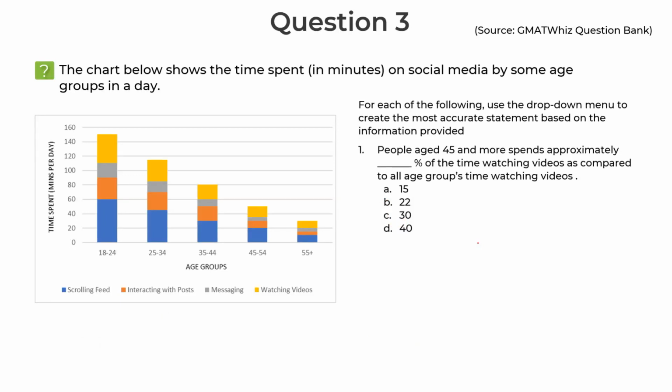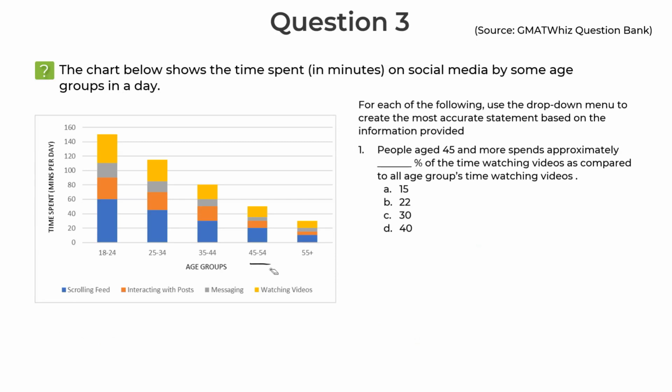Again, this is the type of question which tests your ability to read graphs, if you are actually able to read graphs like these properly or not. It's a pretty simple question. The chart below shows the time spent in minutes on social media by some age groups in a day. These are the age groups from 18 to 24, from 25 to 34, and so on, and how much time they spend in minutes in a day.